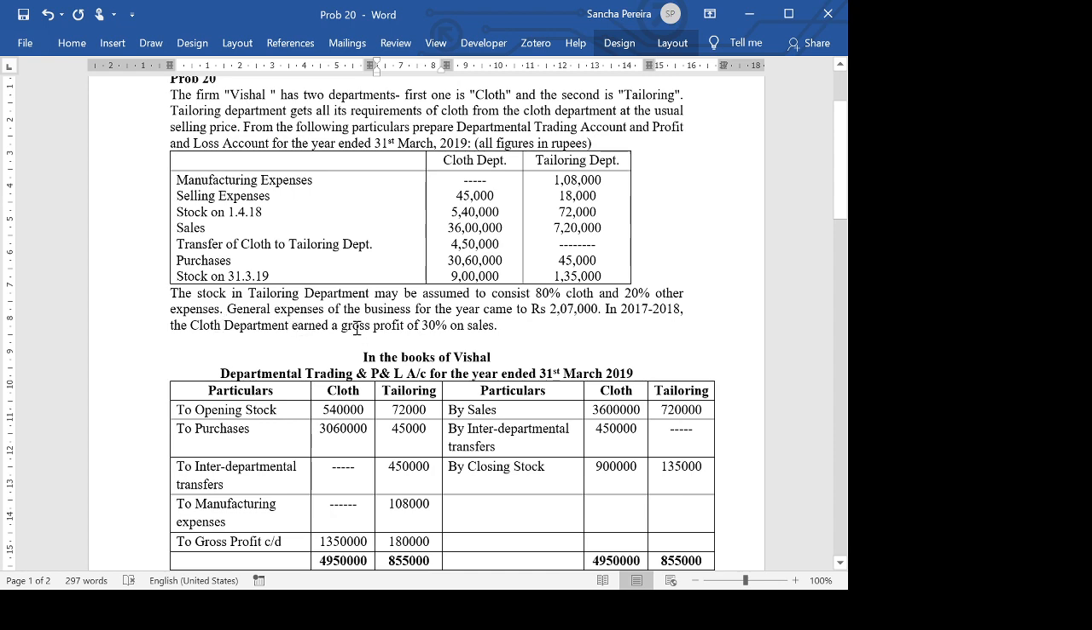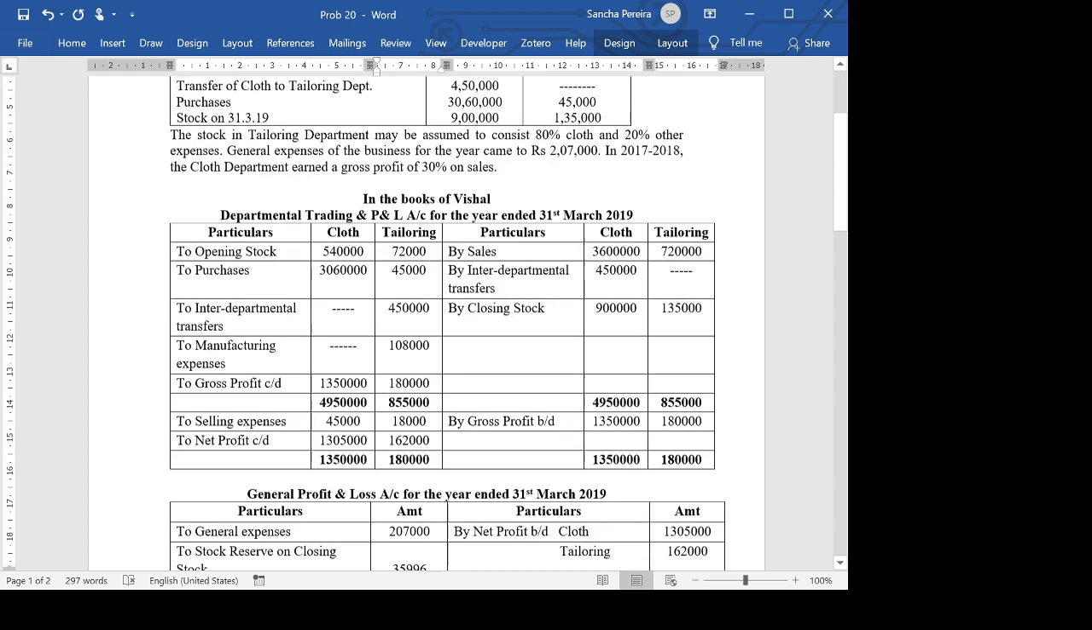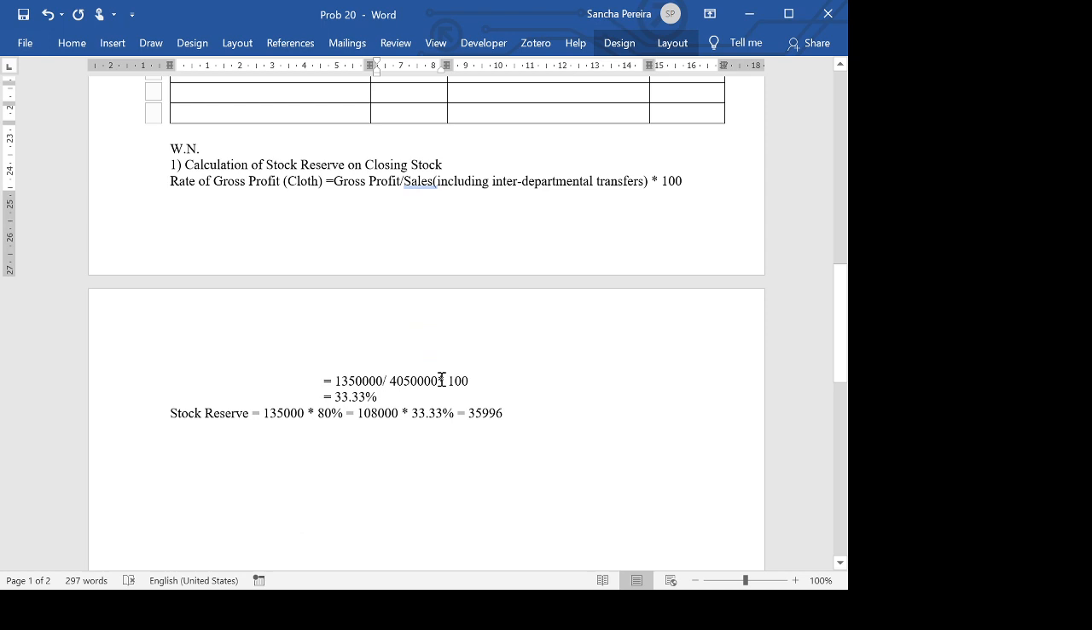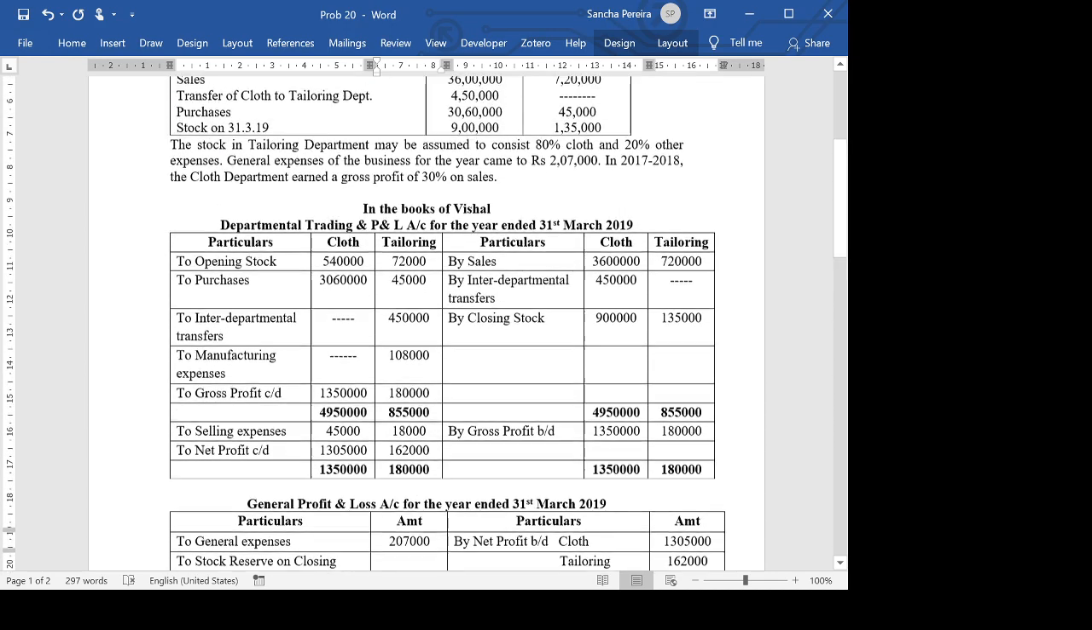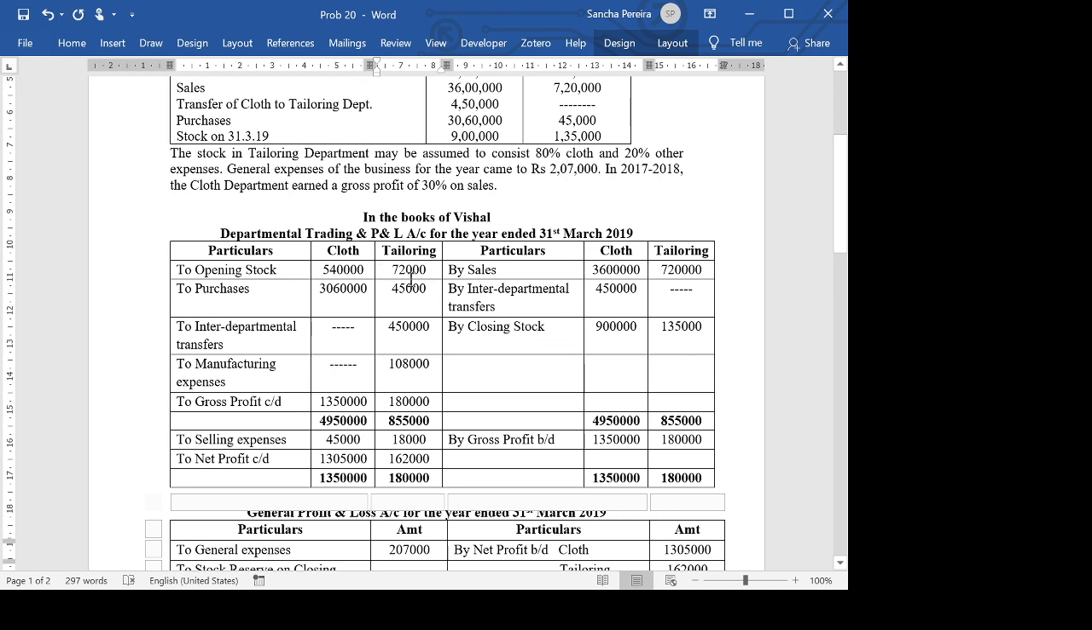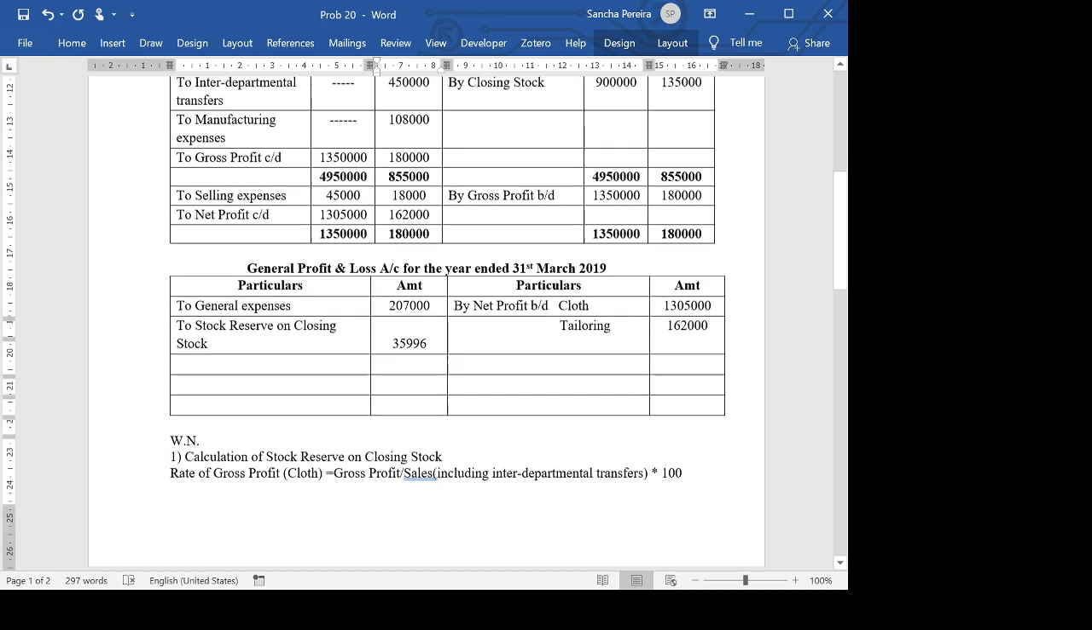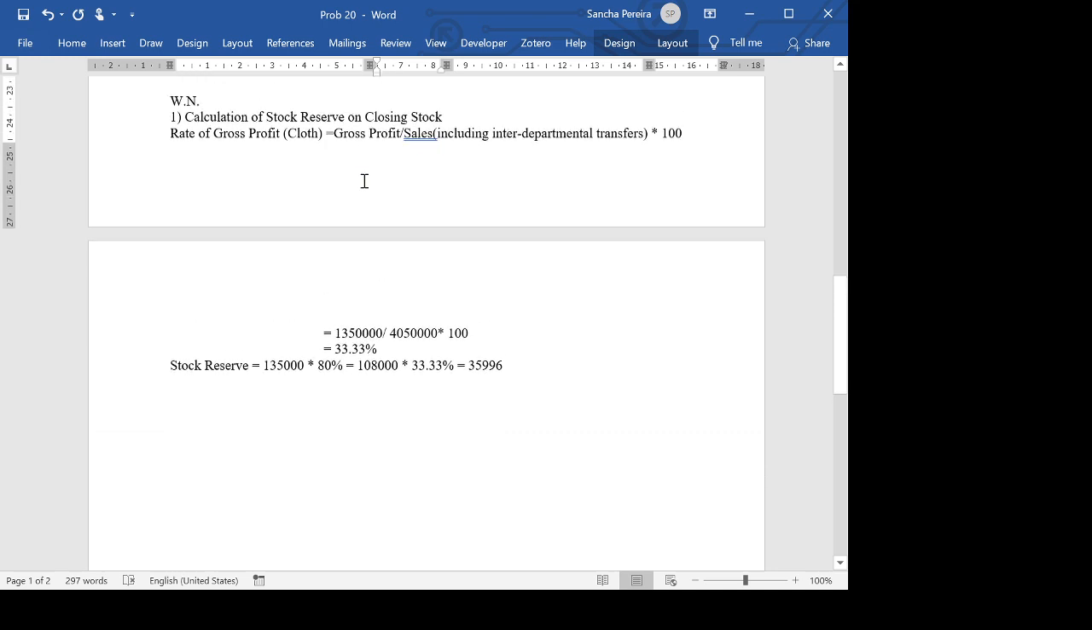In 17-18, the cloth department earned a gross profit of 30% on sales. This year, the cloth department has earned what percentage of profit? 33.33%. Last year, it was 30%. So given that information, the opening stock of tailoring could also have an element of profit, which needs to be eliminated. And we know again that 80% of this has come from cloth. So what I'm going to do next is the calculation of stock reserve.